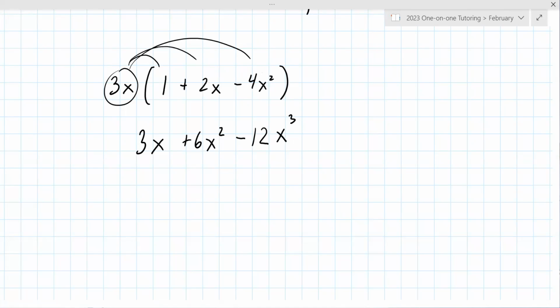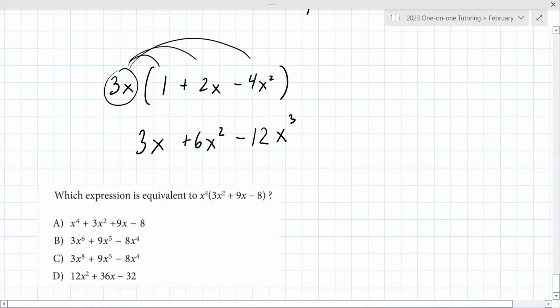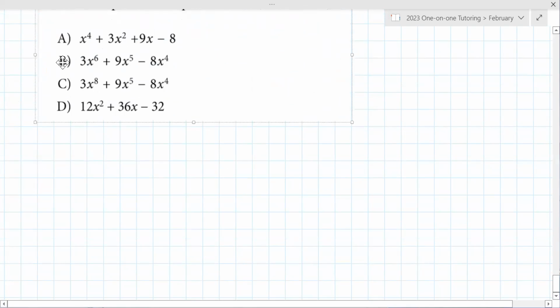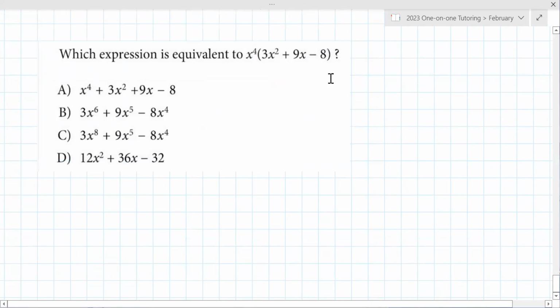If you understood that, here is a test prep problem to take a look at here. Just bring that down. Okay. So you're going to take this x to the 4th and multiply it into each of these.